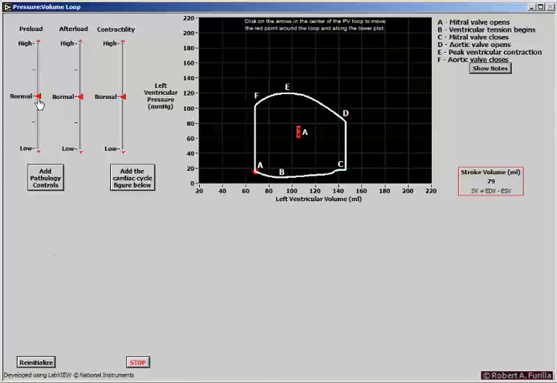Let's try one other, and I'll give you a time to figure this one out. An increase in both preload and afterload. That means there's an increase in pressure on both the venous and the arterial side, indicating an increase in volume on both the venous and arterial side. What could cause an increase in volume on both sides of the arterial circulation?